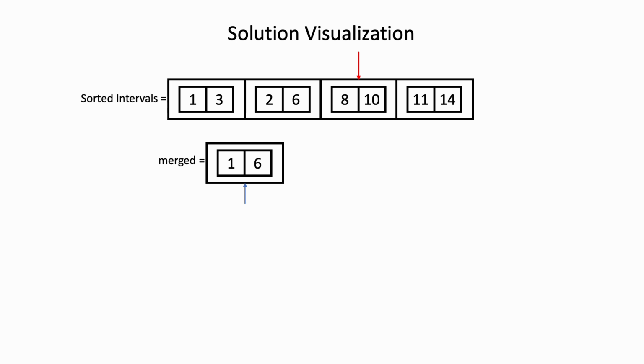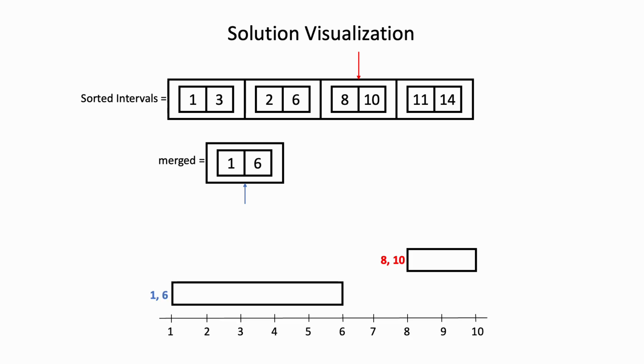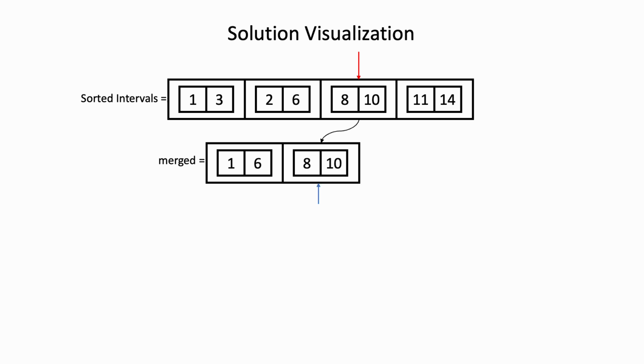We increment the red pointer to the next element. Now there is no overlap between the red pointer interval and the blue pointer interval, so the overlapping condition will be false. Because the overlapping condition is false, we skip the merge operation. We append the red pointer element to the merged array and set the blue pointer to this newly appended element in the merged array. We move the red pointer to the next element.